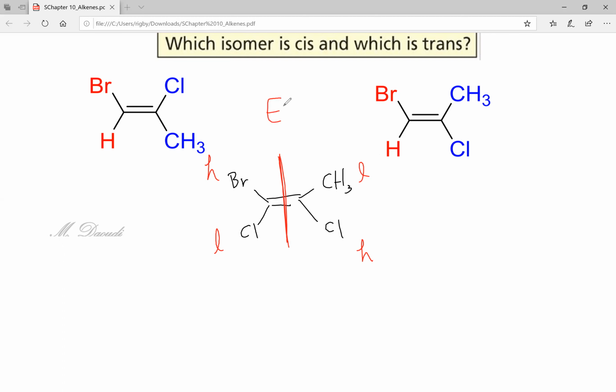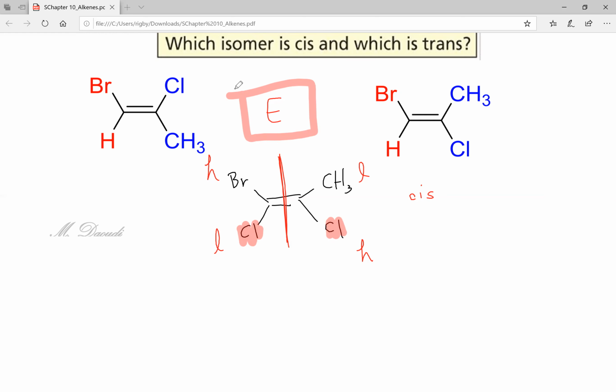Now, something important to note is that at the same time, this guy would be considered to be cis, because we can see here that the Cls, which are the same exact group, are on the same side. So we consider this cis but E. That's why I always prefer the E versus Z configuration, because it's easier to keep straight versus cis or trans, okay?